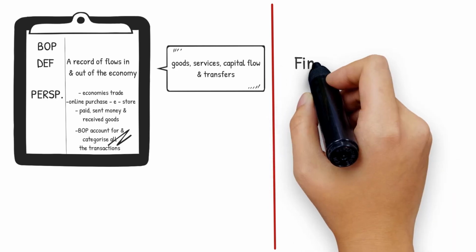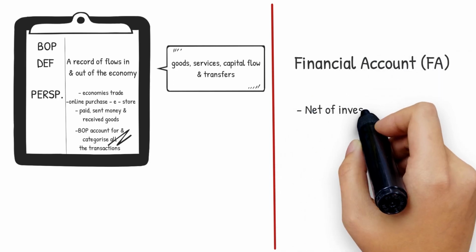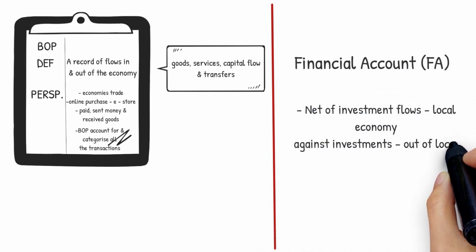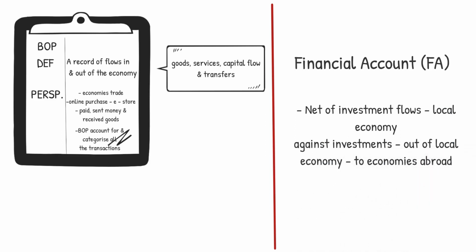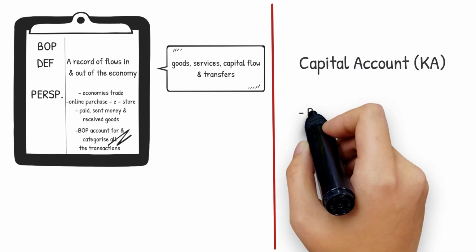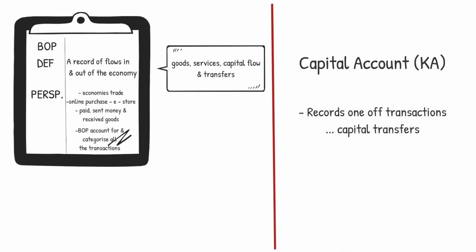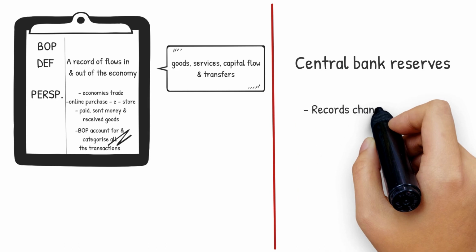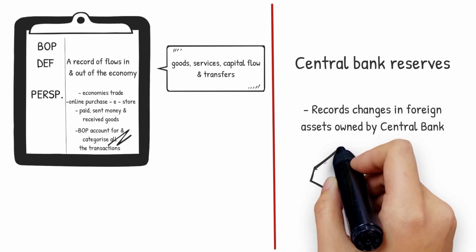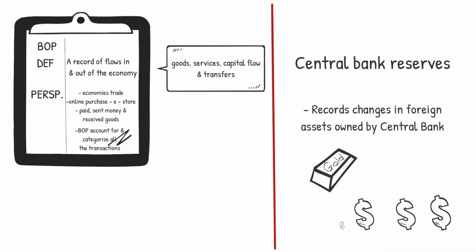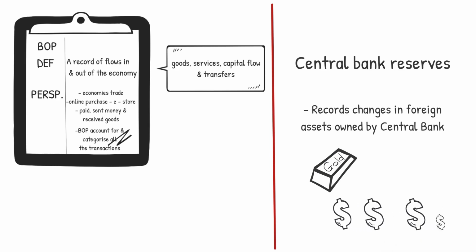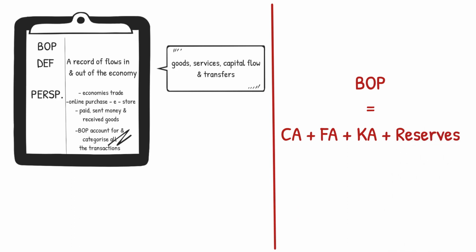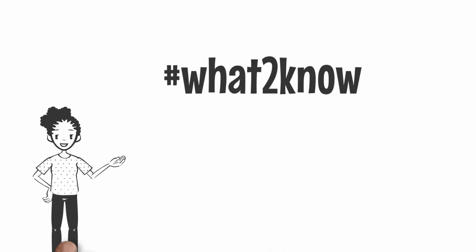The financial account shows the net of investment flows into the local economy against the investments out of the local economy to economies abroad. The capital account records once-off transactions like capital transfers. Central bank reserves records changes in foreign assets owned by the central bank, for example, gold, US dollars held by the South African Reserve Bank, etc. So, ultimately, balance of payments is equal to your current account plus your financial account plus your capital account plus your central bank reserves. So this is what you need to know.